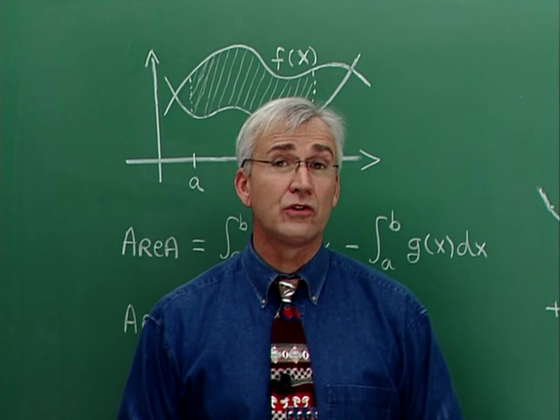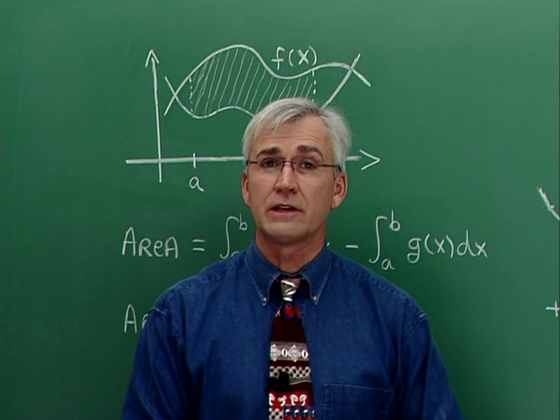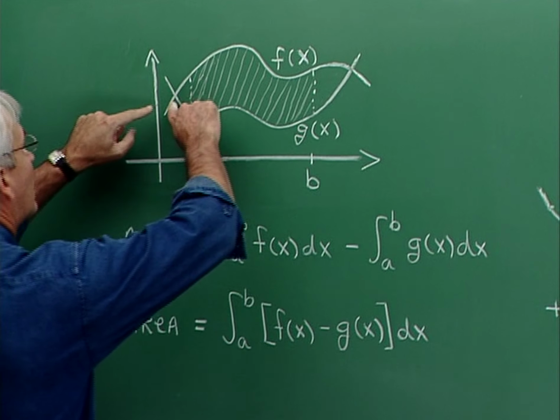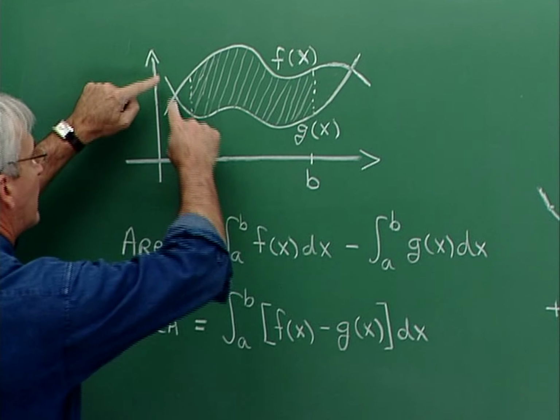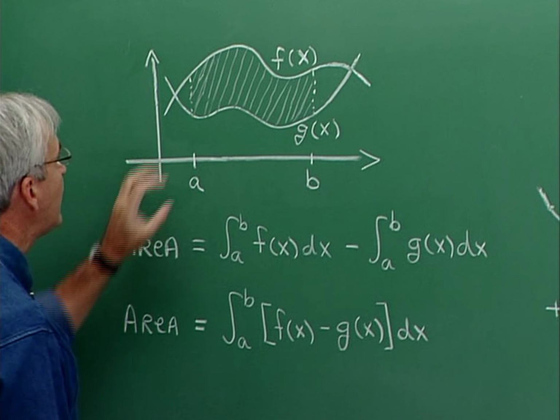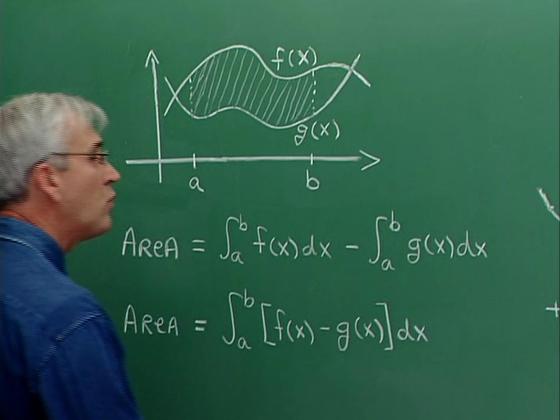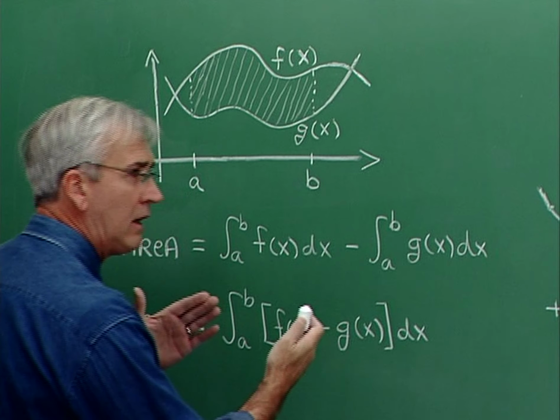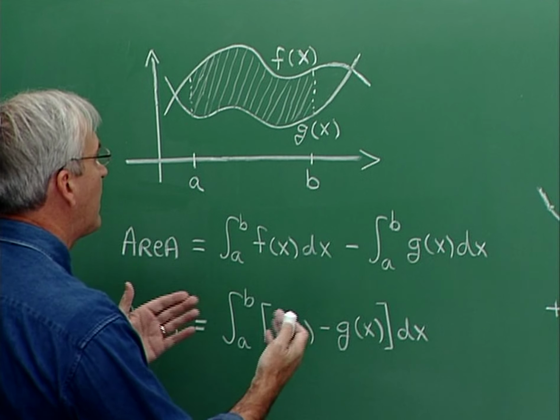The area between two graphs can be calculated using the techniques that we've already studied. For example, if we have the graph of an f function up here and the graph of a g function down here, we have a particular interval, then we can actually find this area between the two graphs rather easily. I mean, think about the meaning of integral in terms of area.